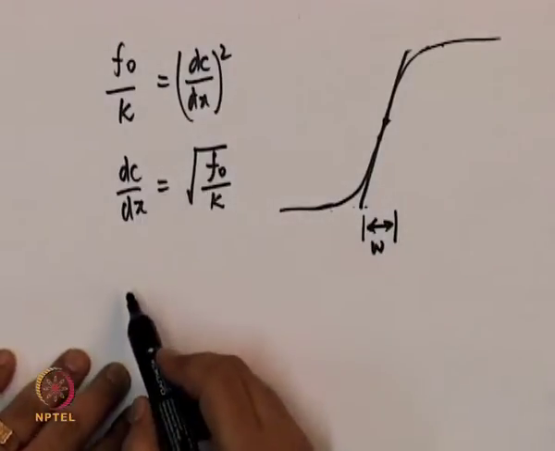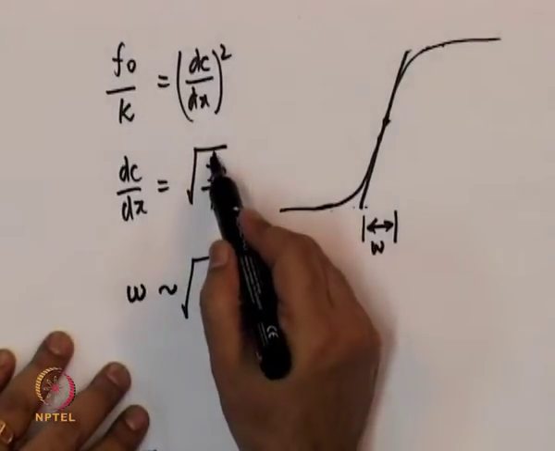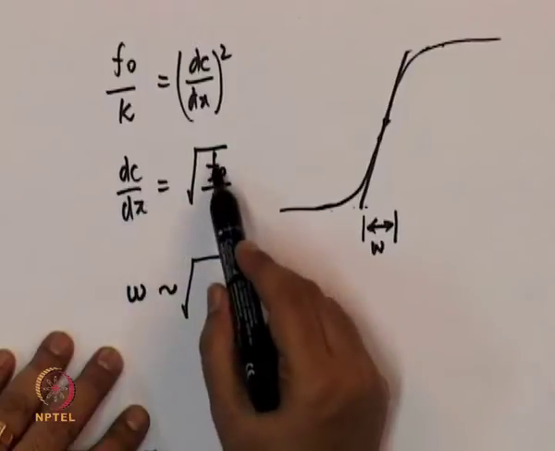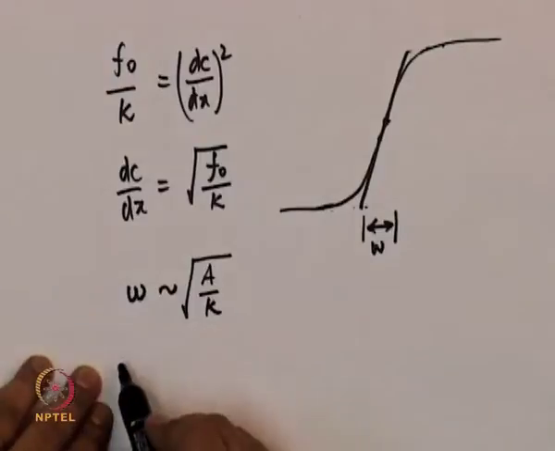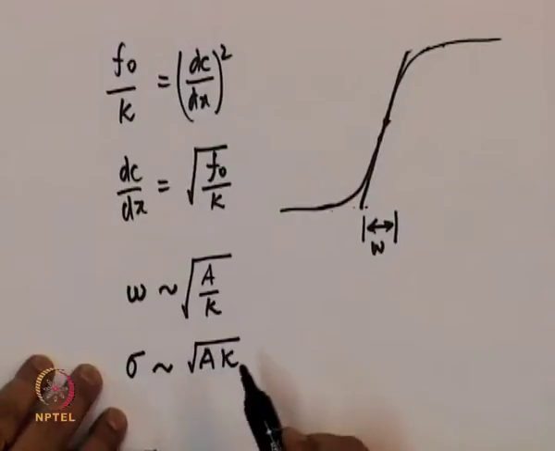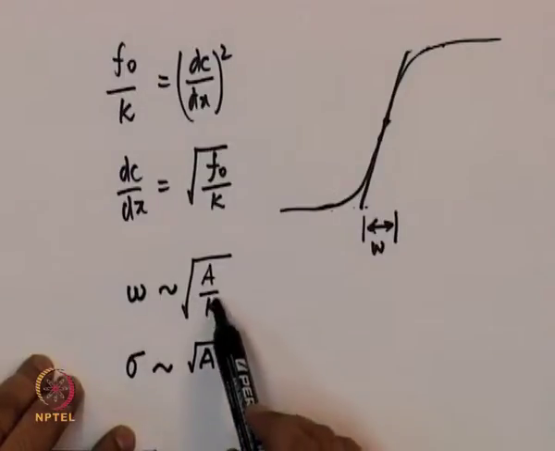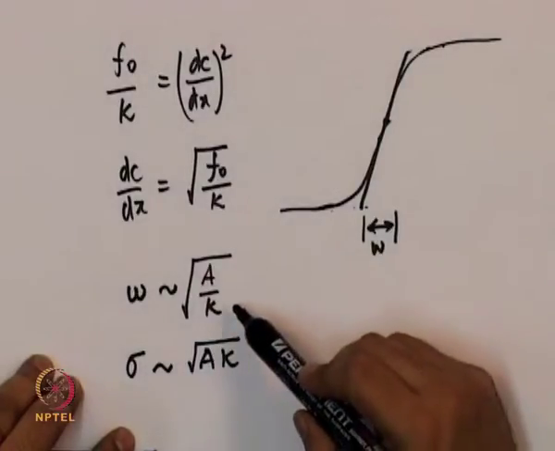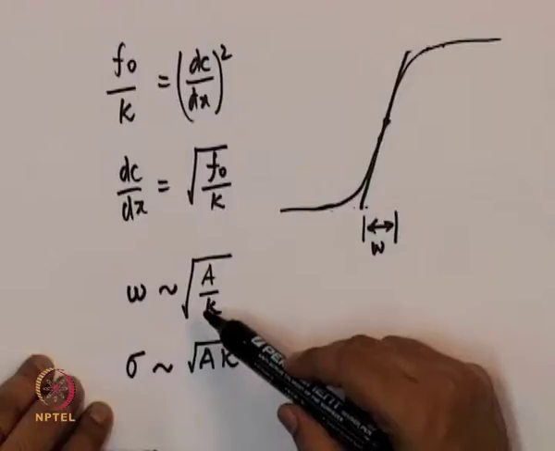So, from here it is clear that the width of the interface goes as square root of, sorry, this is so the dC by dx goes as A by kappa in terms of the parameters that we are using, and we have already seen that sigma goes as square root of A kappa. This is consistent with our understanding, because when kappa is small, the interface will be wider, because the cost associated with this is small.